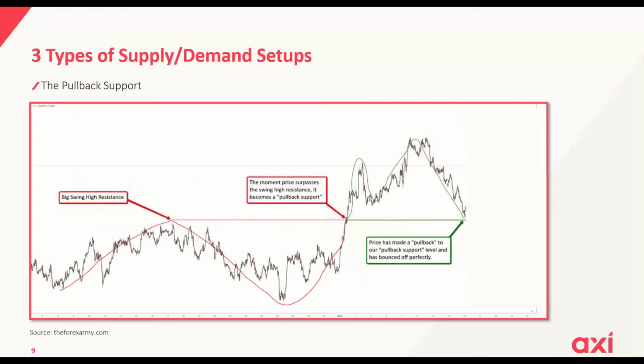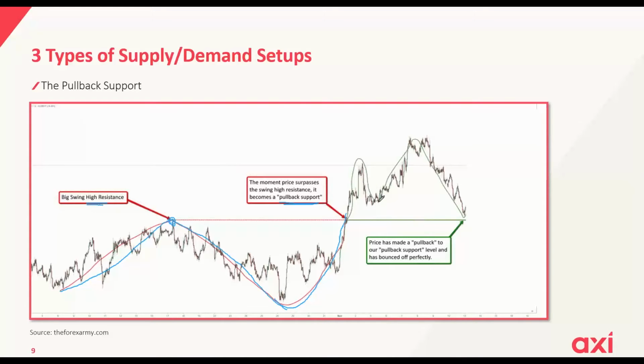This is how it looks like in the markets, right? You can see there's this big level over here, and price has reversed since then. So this is what we call a swing high resistance. The moment price surpasses this swing high resistance, it becomes this thing called a pullback support. You can see it surpassed that, and it's now a pullback support.